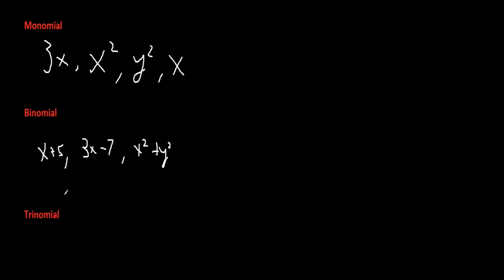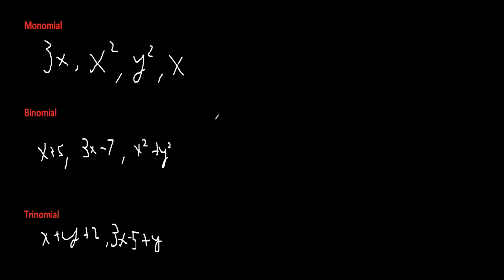A trinomial is a polynomial with three terms. So this could be x plus y plus z, or 3x minus 5 plus y. So we're looking at polynomials that have one term, two terms, or three terms.